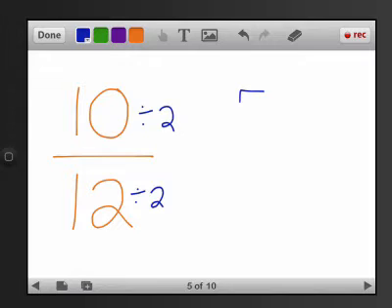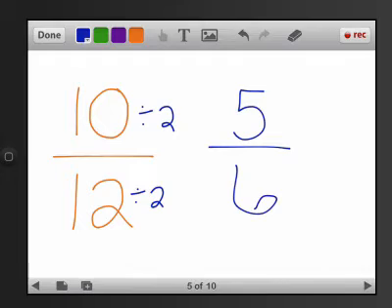10 divided by 2 is 5. 12 divided by 2 is 6. So an equivalent fraction of 10/12 is 5/6.